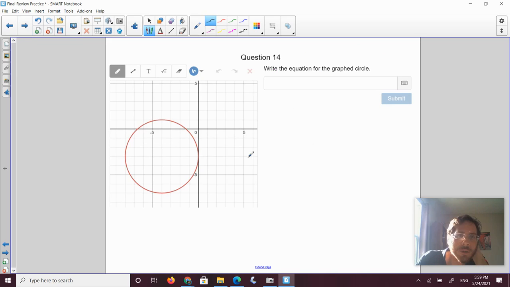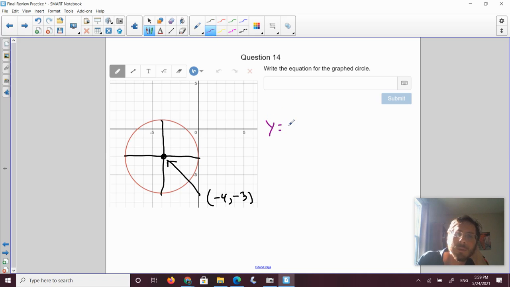For 14, write the equation of the graph circle. So this time we have to find everything. So to find the center, it looks like we're going to go right there. Right there to get a nice target to find the exact center of the circle. 1, 2, 3, 4. 1, 2, 3. So our center is at -4, -3.